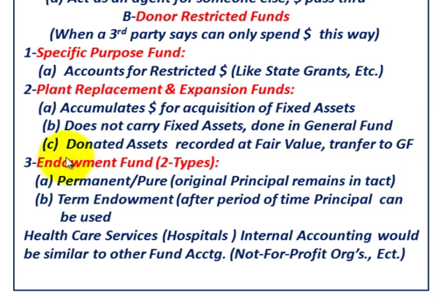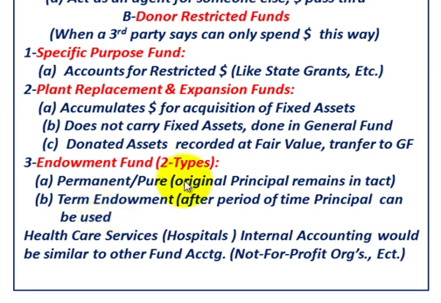And then our third fund under donor restricted funds would be the endowment fund. And really we have two different types of endowment funds. First, you're going to have the permanent or pure endowment. That's where the original principal remains intact. And then the second type would be the term endowment. That's after a period of time, the principal can be used in those endowment funds.